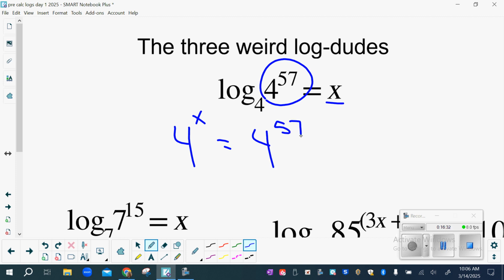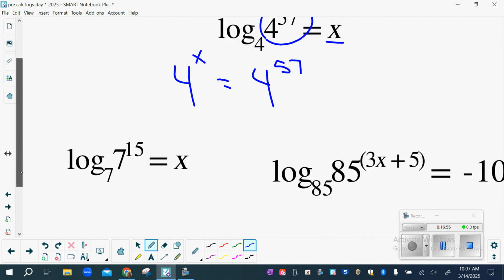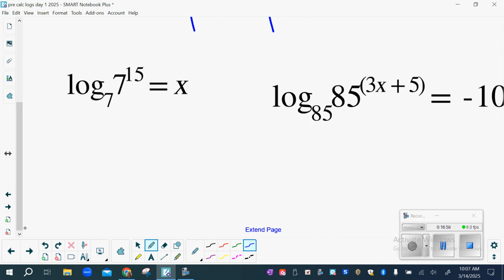And look what happens. A terrifying problem becomes easy because when you have a base and an argument that are the same, you can ignore them. So watch how nice that is. Let's do this one with no math. Is my base and my argument the same? Yeah. So can I, in essence, ignore them? Yeah, you get a nice 15.